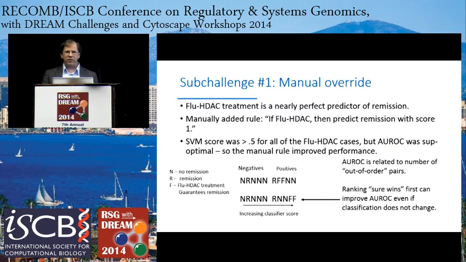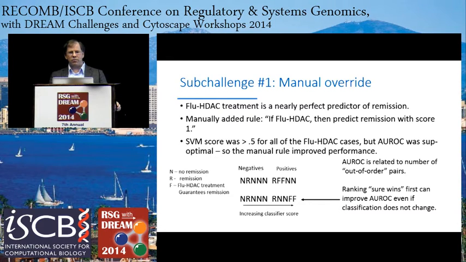So we have this data mining method called Boolean implications that we have used for a number of different things. I won't go into detail on it, but we just run over the data looking for if-then rules in the data. If something is high, something else is low, for example. So we tried that on this data and came up with several different rules. One of them was the flu HDAC treatment, which turns out to result in remission 29 out of 30 times in the training set. And so we just manually added this rule that said if the patient was treated in this particular way, say they're going to go into remission.